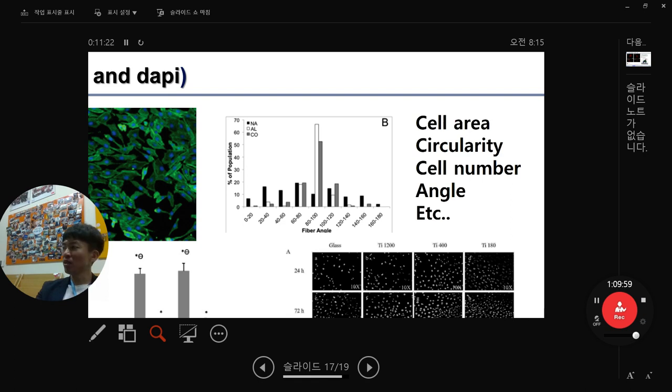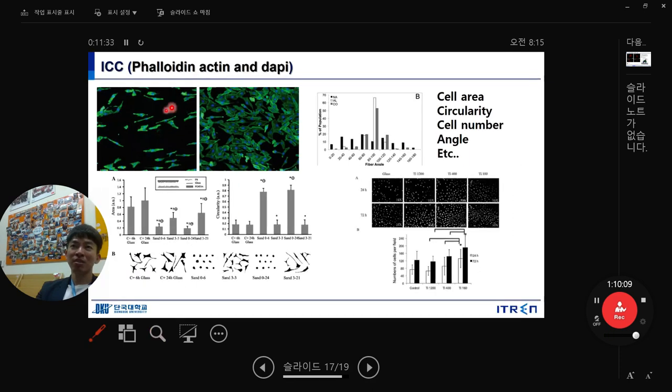Even in high impact journals, they show it like this. So if you are using a certain material and culturing cells on the material, you have to do this actin and DAPI staining well and try to get as much information as possible: whether cell area increases or decreases, what the DAPI number is, how they are elongated, how they are aligned.